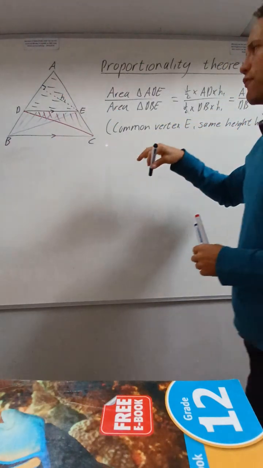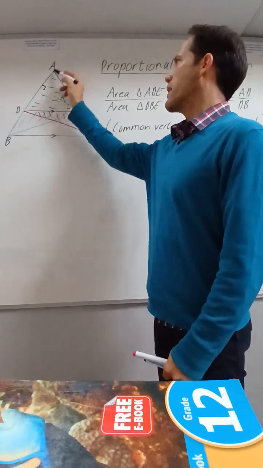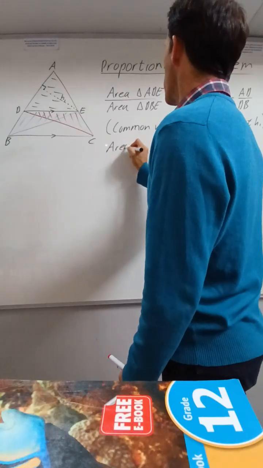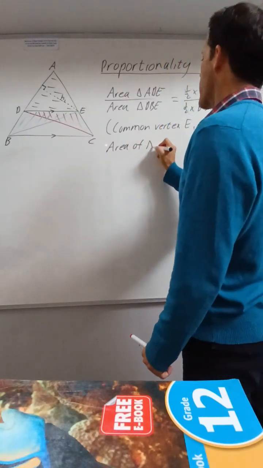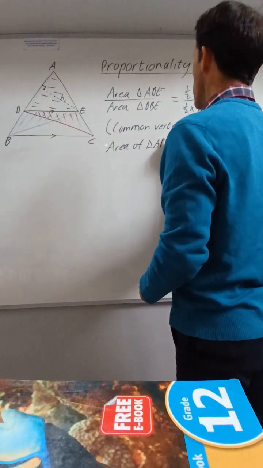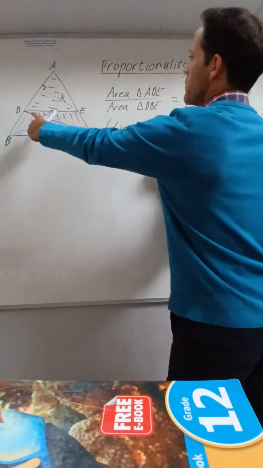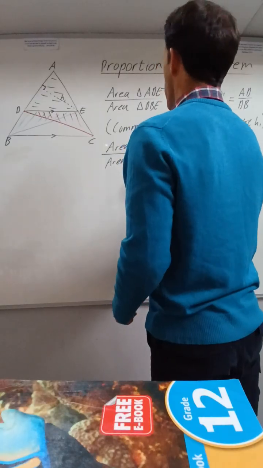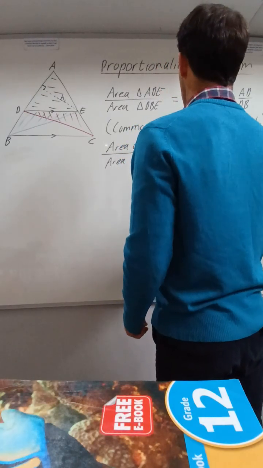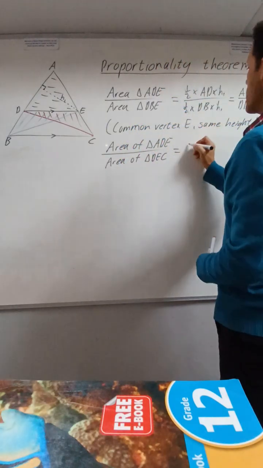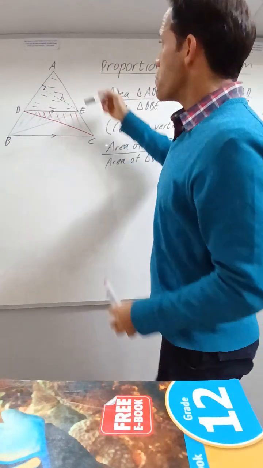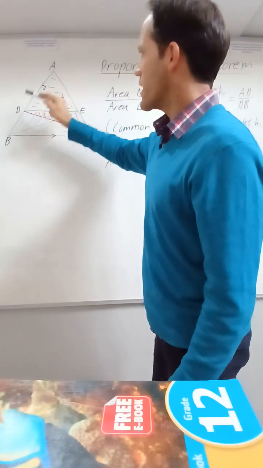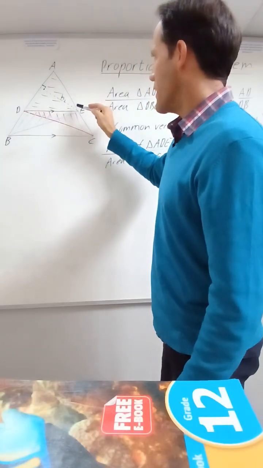Now we're going to do the same thing, but we're going to go to the red triangle. So now the area of triangle ADE again, but now divided by the area of triangle DEC. Because we want to look at AE and EC, these two sides now. Remember, we already looked at AD and DB. Now we're going to look at AE and EC.